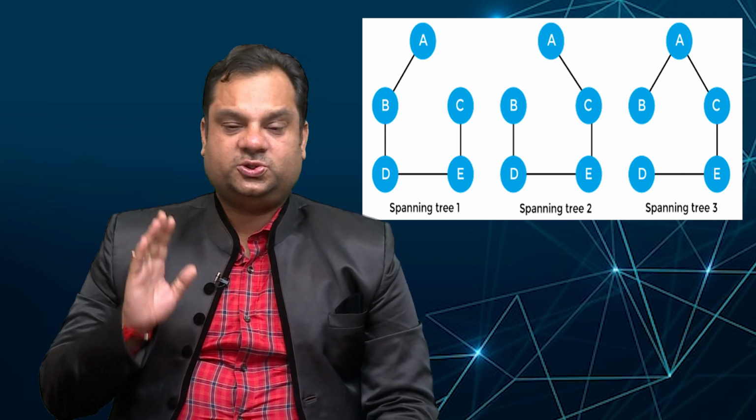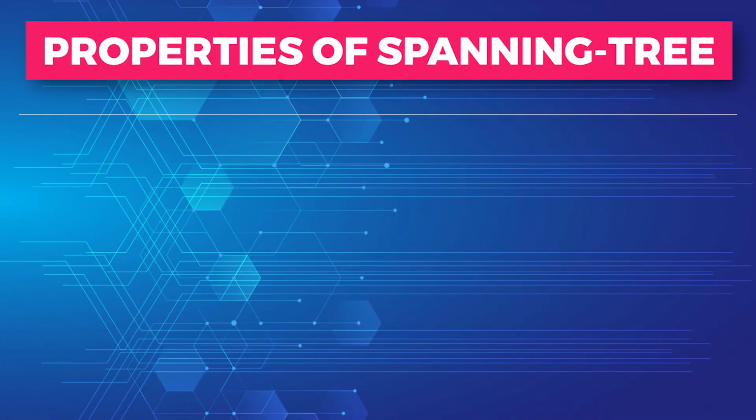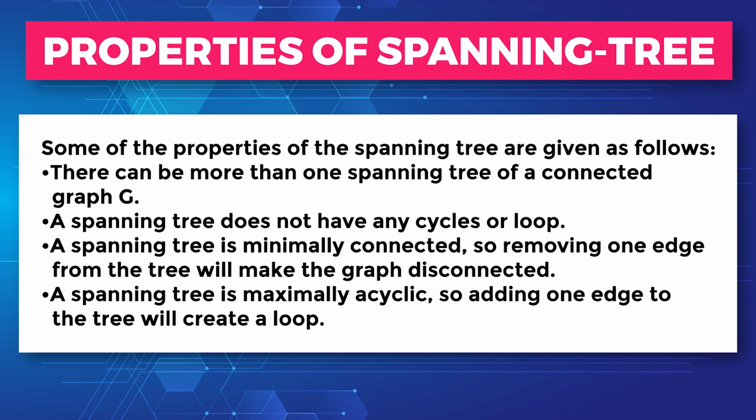The spanning tree should be an acyclic graph. Some of the properties of a spanning tree are: there can be more than one spanning tree of a connected graph. A spanning tree does not have any cycles or loops. A spanning tree is minimally connected, so removing one edge from the tree will make the graph disconnected.